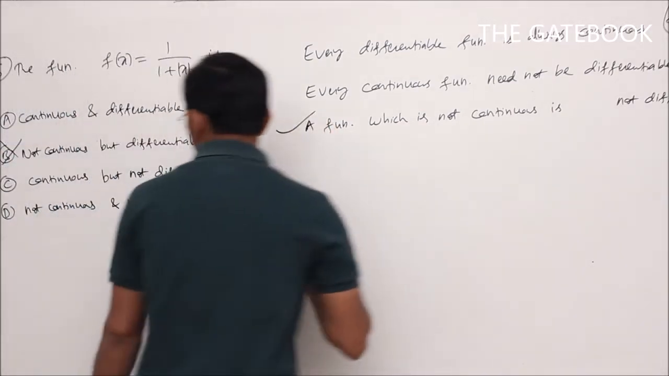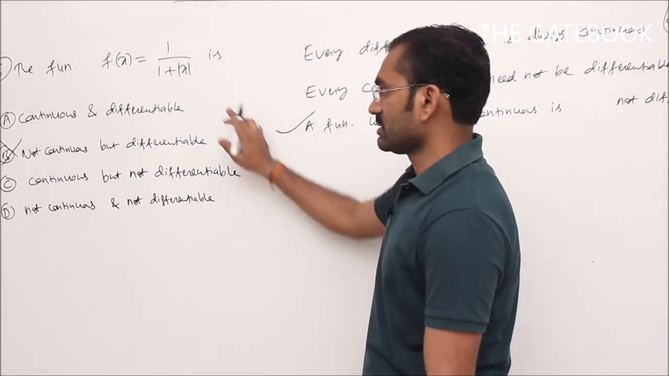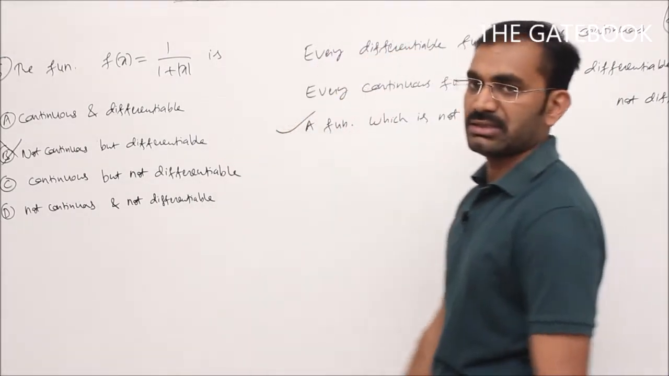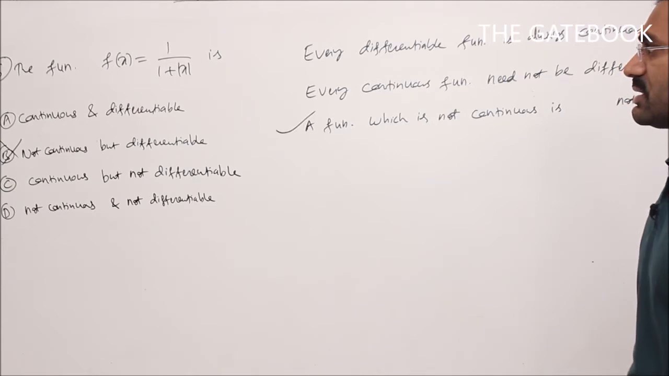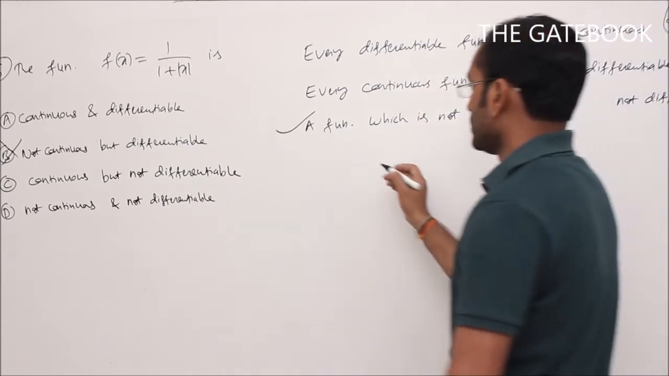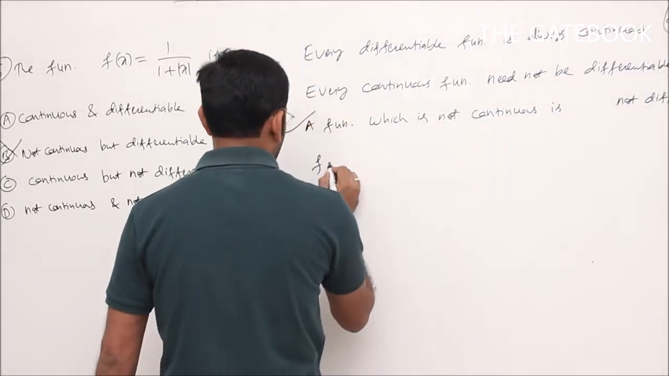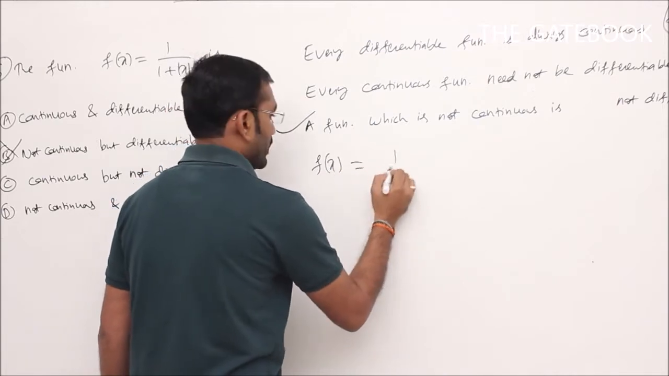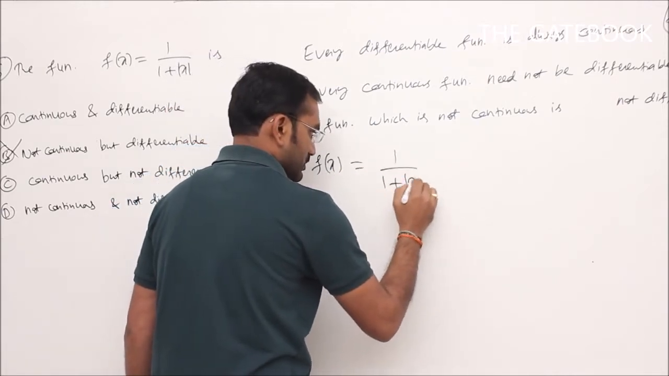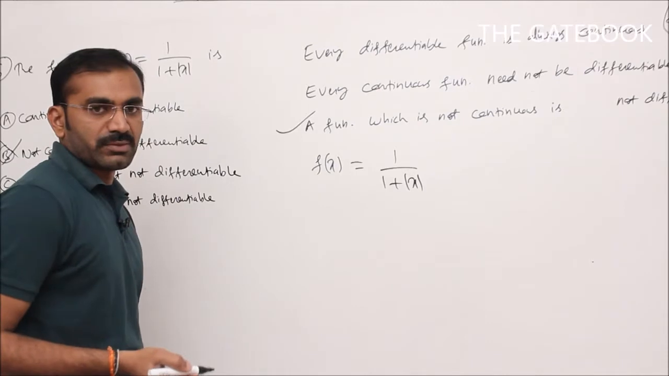Now see what about the answer here? The answer will be one of options A, C, D. Now to verify that, once again we have to go for a concept. What is the given function here? The given function is f of x equal to 1 by 1 plus mod x.